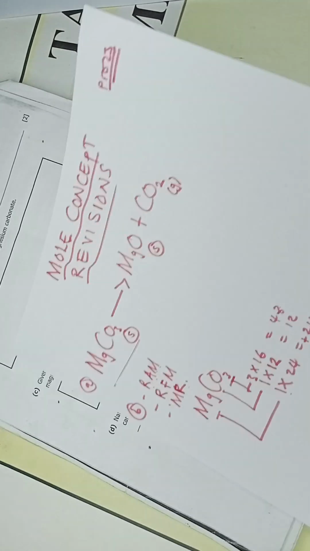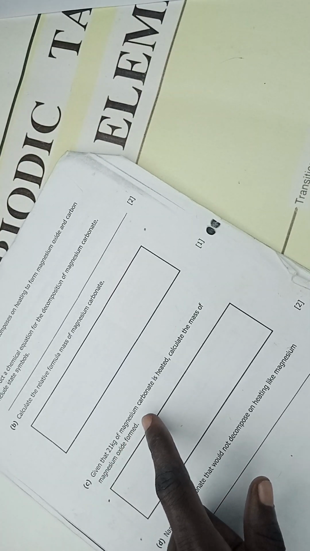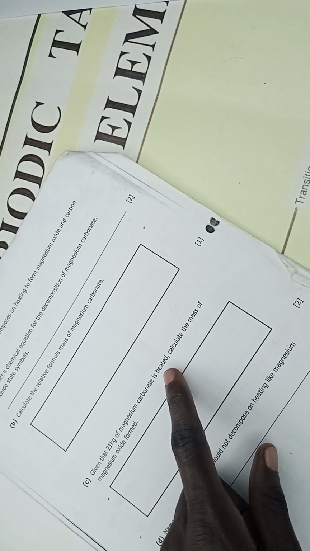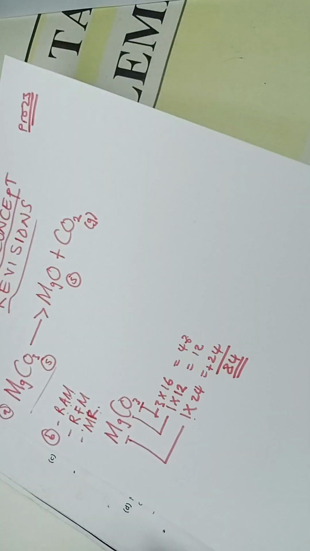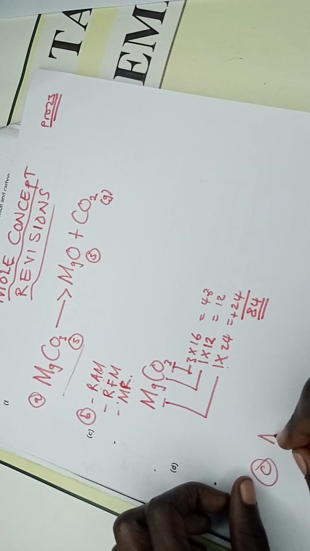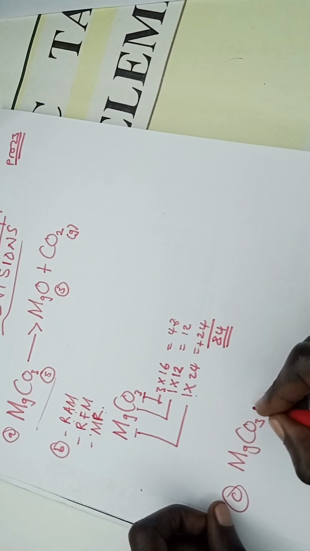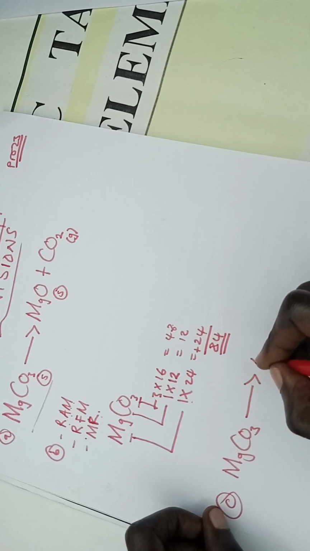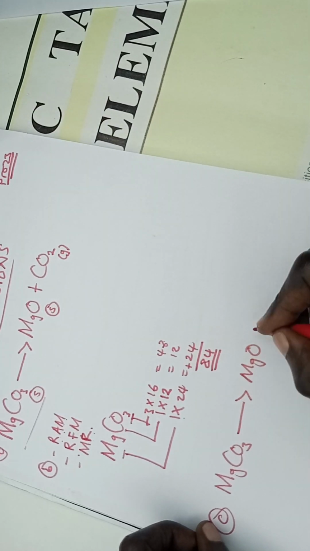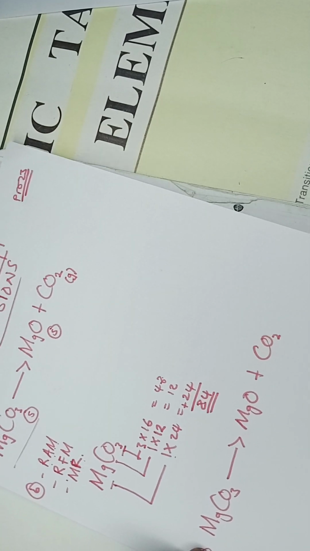From there, we look at question C. Question C is saying, given that 21 kg of magnesium carbonate is heated, calculate the mass of magnesium oxide formed. We have this equation here for question C. We have magnesium carbonate being heated to produce magnesium oxide plus carbon dioxide gas, like that.